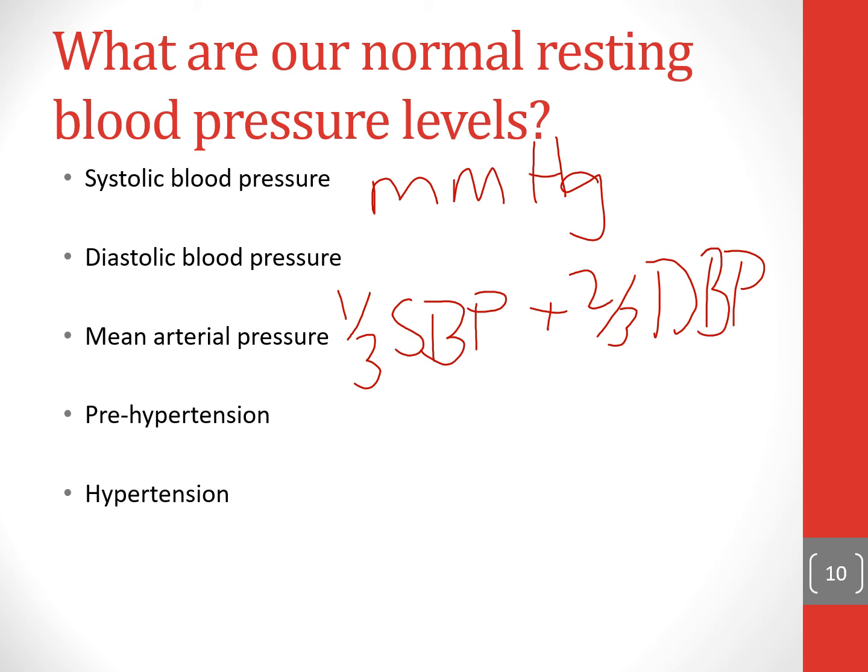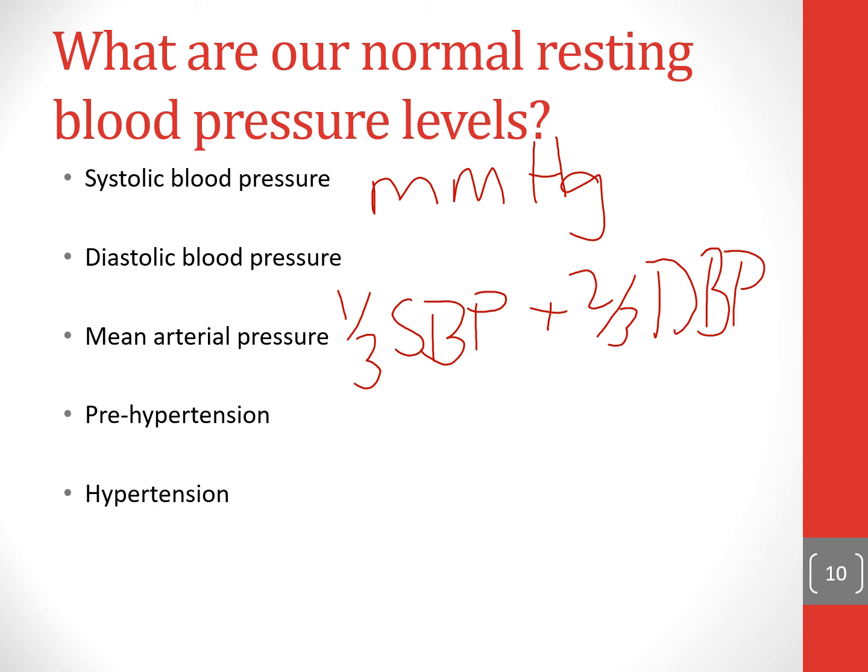Because we spend more of our time in diastole, it gets to play a larger role in determining our mean arterial pressure. Okay. So again, a normal mean arterial pressure would be 93. Again, for the athletic population that we have in this class, it's certainly likely that we see values more like 85, 87, somewhere in that range. Would not be surprising.